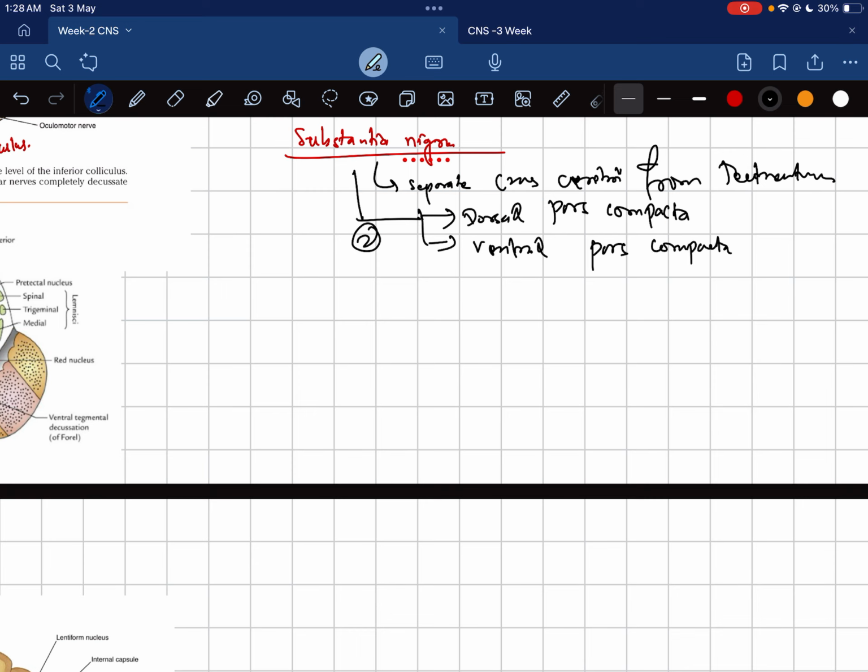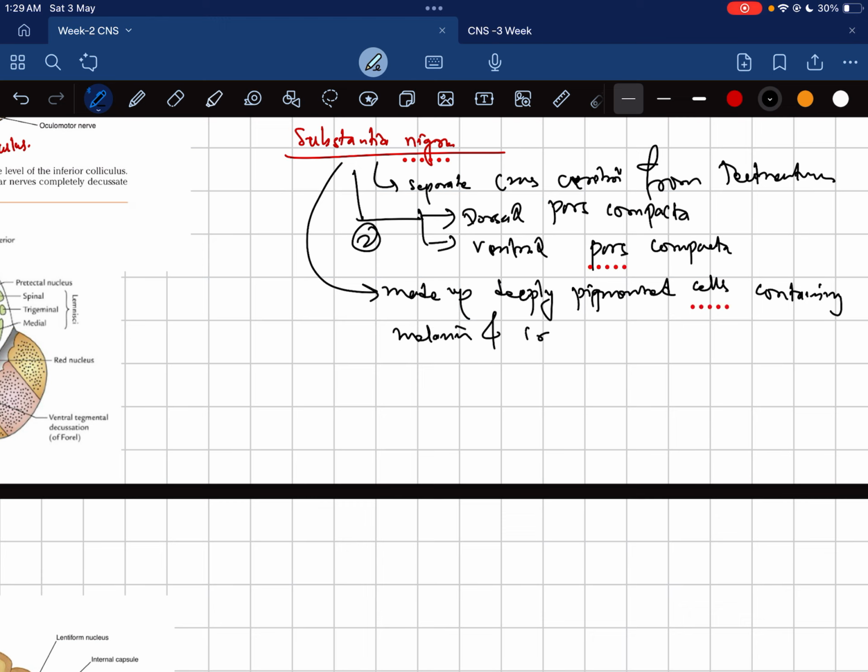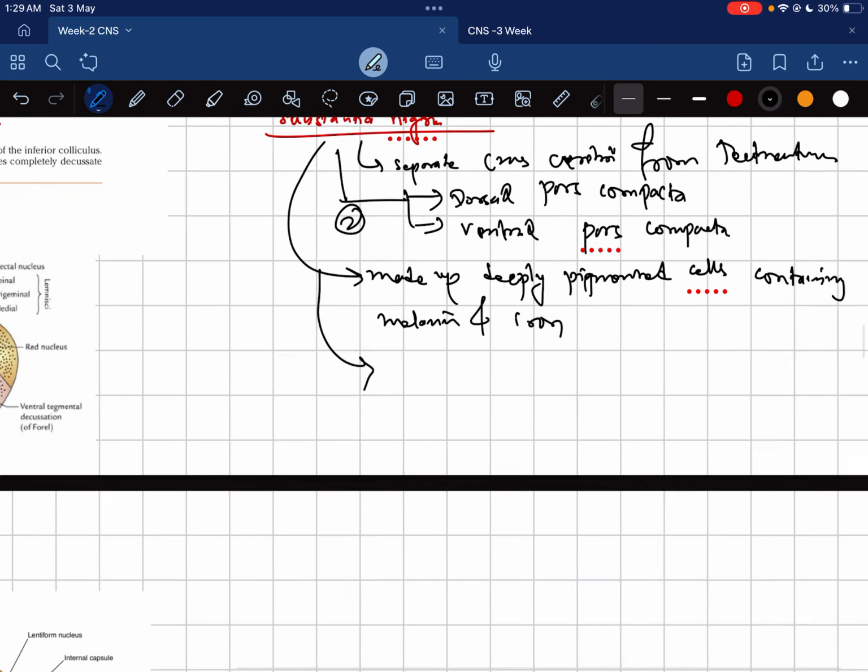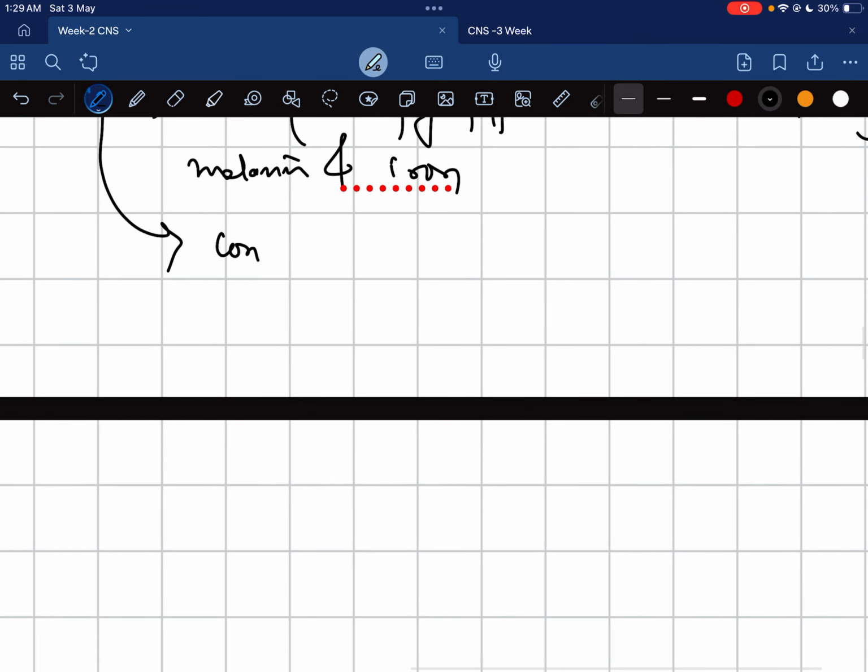It is made of deeply pigmented cells containing melanin and iron. Also, its function is concerned with muscle tone.